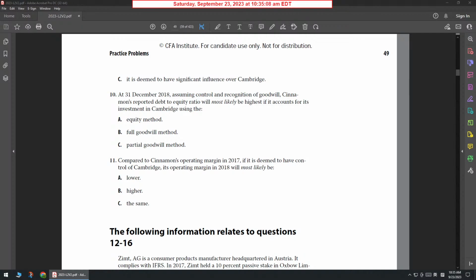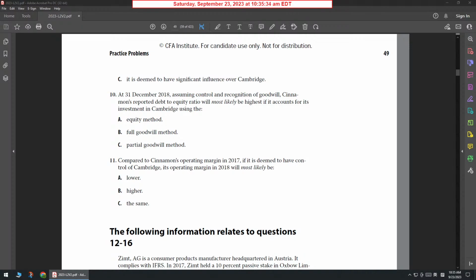Well, if it has control, it has to consolidate, so right away its total shareholder equity will be the combination of the two companies. Independent of the accounting method used for the investment in Cambridge? Well, no, it won't be independent. And highest if Cinnamon is deemed to have significant influence. If it has significant influence, we know it's using the equity method. There's no consolidation. Shareholder equity will not change. So even without knowing the story, right away, I've got A. It will be highest if it's deemed to have control over Cambridge.